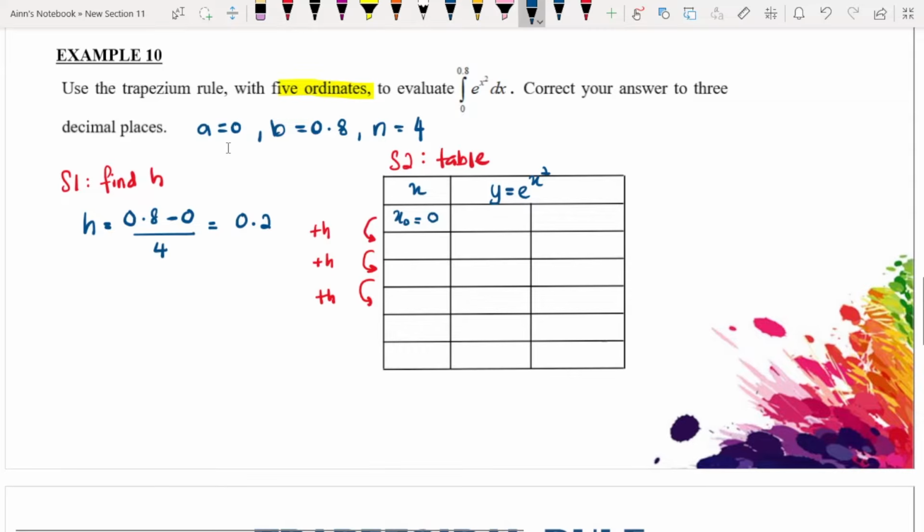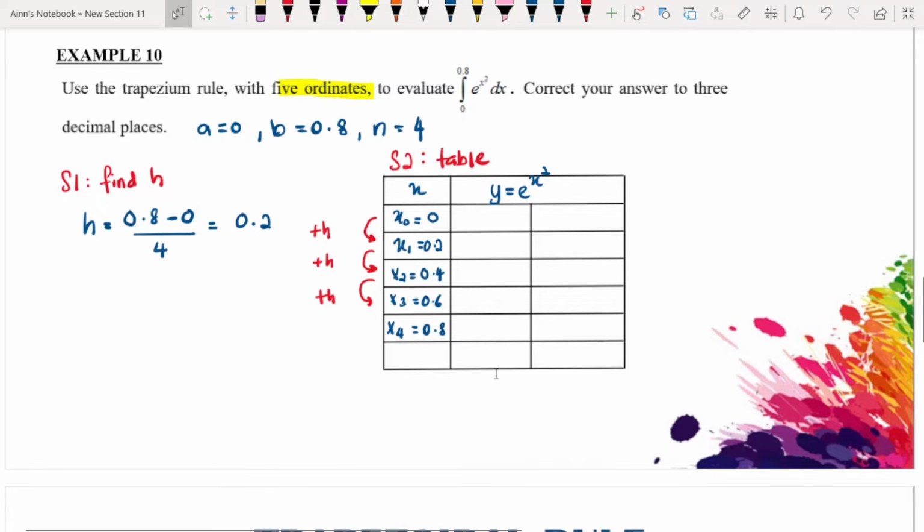So we will have x1 equals 0 plus h. Our h is 0.2. So 0 plus 0.2, we will get 0.2. The next one, x2 equals 0.2 plus 0.2, we will get 0.4. We're going to do the same step until we get b. We're going to end up with b, which is x4 equals 0.8. So we stop when we get b.